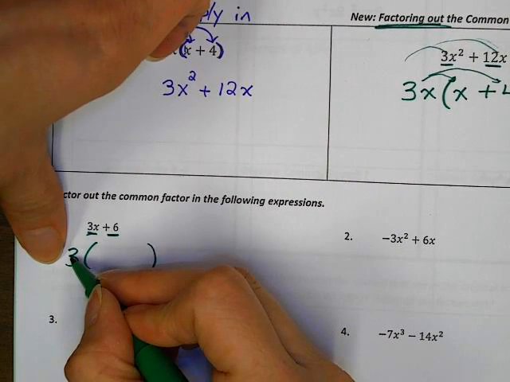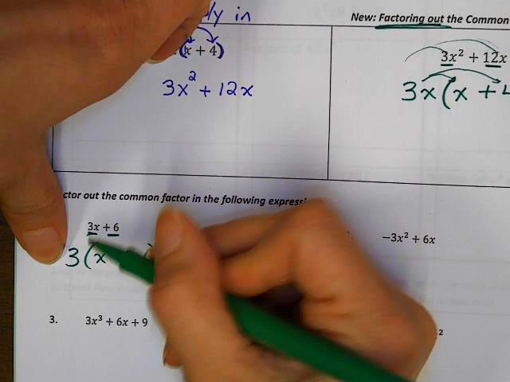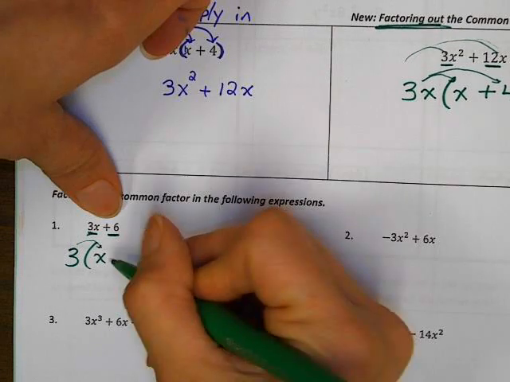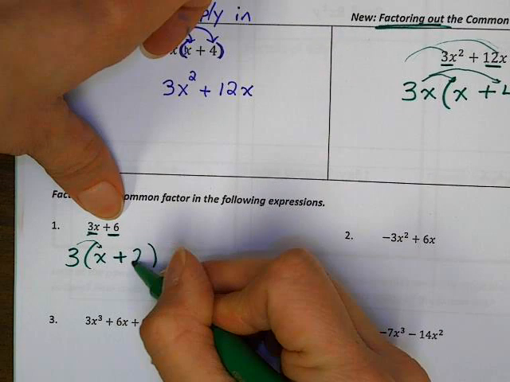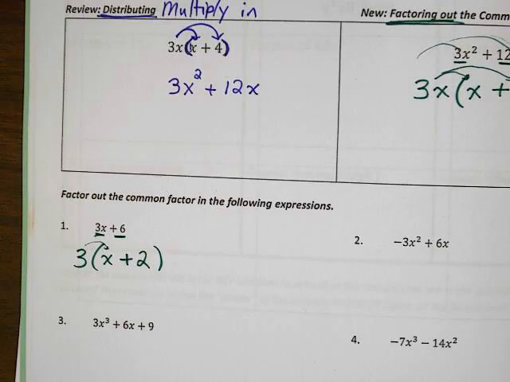3x, I divided out the 3, and he's got x left. Is that right? Is 3 times x 3x? Good. Plus 6 divided by 3 would leave us with a 2. Okay, let's take a look at number 2.